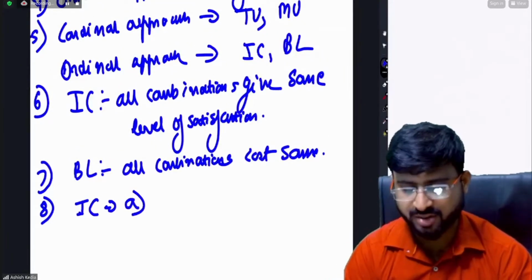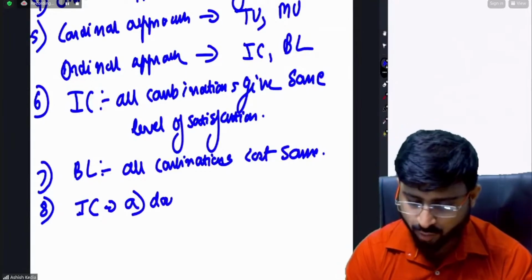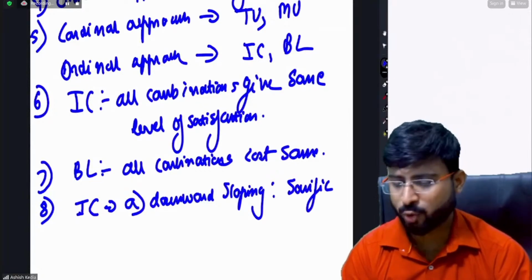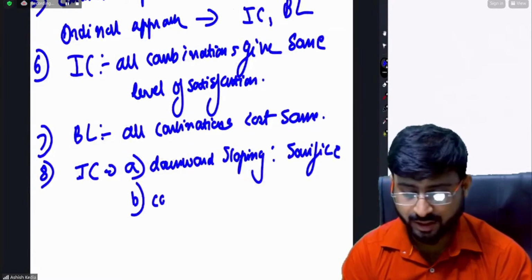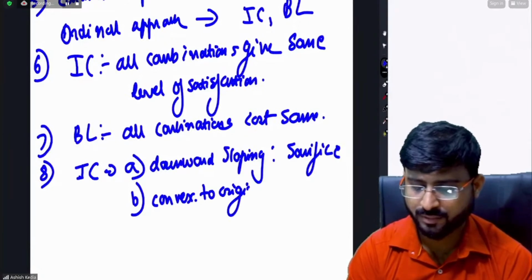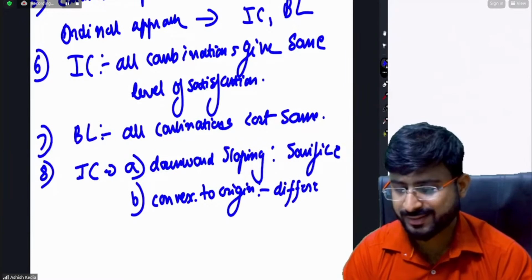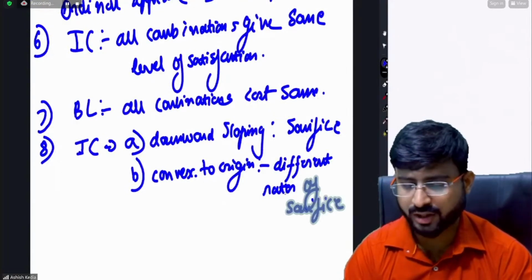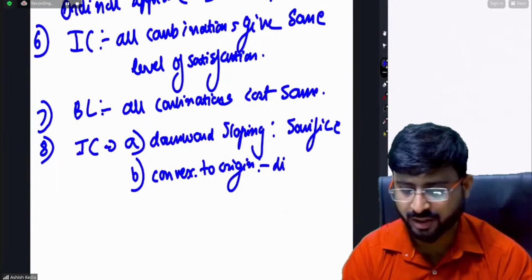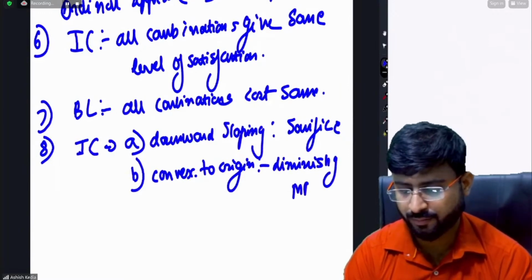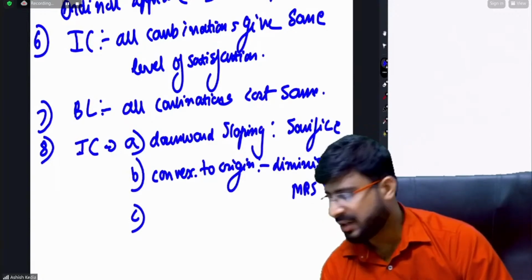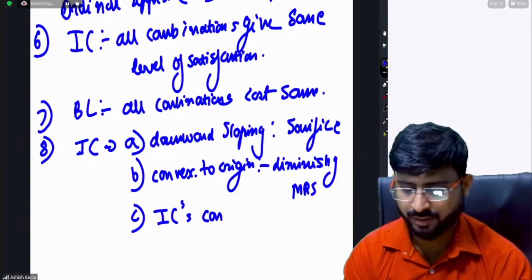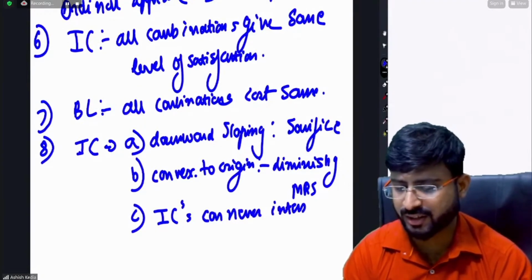Indifference curve, following features we noted down. We noted down that it is downward sloping. Why? As there is some sacrifice involved. To increase one, we have to sacrifice the other. It is convex to the origin. It means different rates of sacrifice, or rather diminishing MRS. Number three, indifference curves never touch each other. Can never intersect.